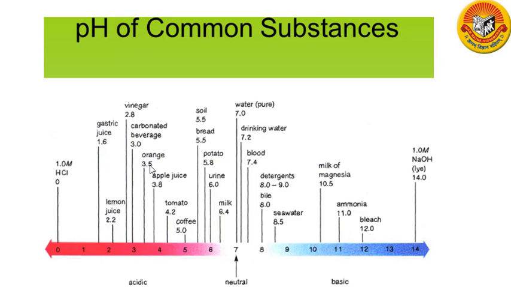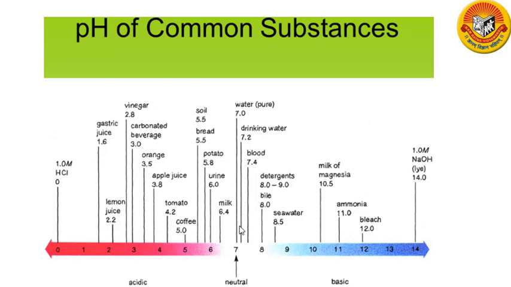Orange has a pH of 3.5. Apple juice about 3.8, tomato 4.2, coffee 5, potato 5.8. That is, potato is also acidic. Now bread has pH 5.5, urine has pH 6, milk has pH 6.4. So all these substances are acidic in nature.